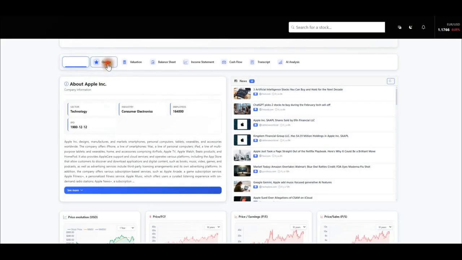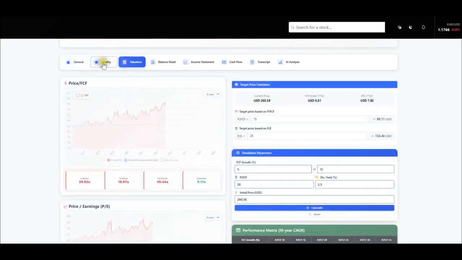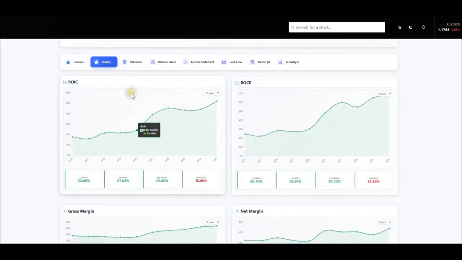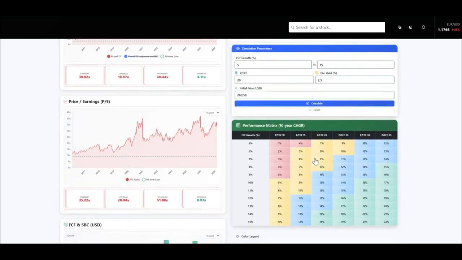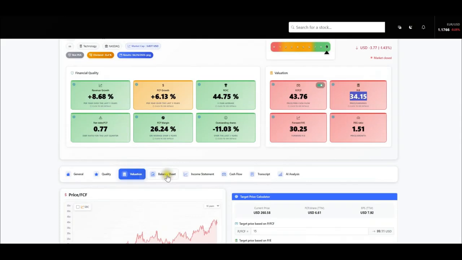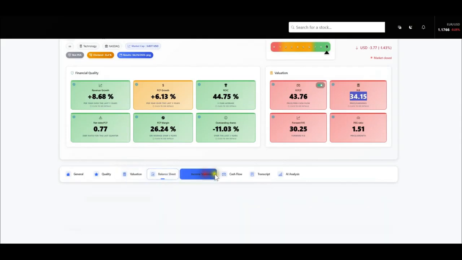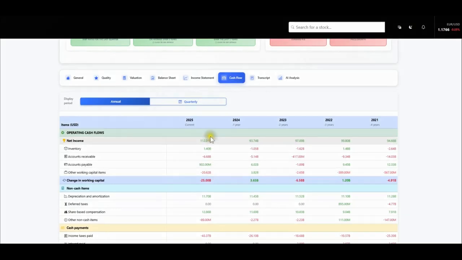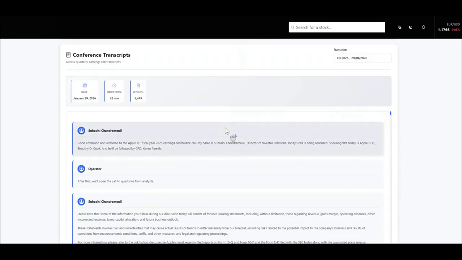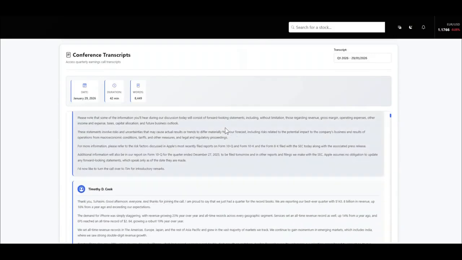There are also tabs dedicated to quality and valuation, with various parameters and calculations to determine an ideal target price. You can run simulations to estimate a relevant purchase price, and then add the stock to a watch list. You will also find the company's traditional financial statements, the balance sheet, income statement, and cash flow statement, presented in annual or quarterly data. The transcript tab includes management's communications to financial analysts during the latest quarter.